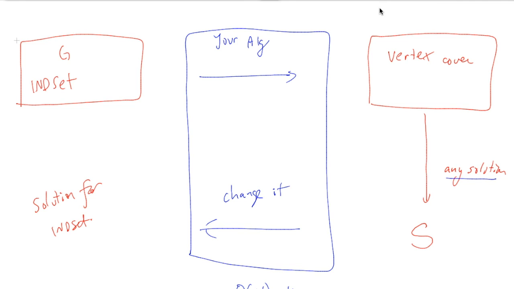In this case, just like with every other example, I'm going to start with a very simple example. It turns out I'm going to show the theorem: set S is a vertex cover of graph G if and only if V minus S is an independent set.